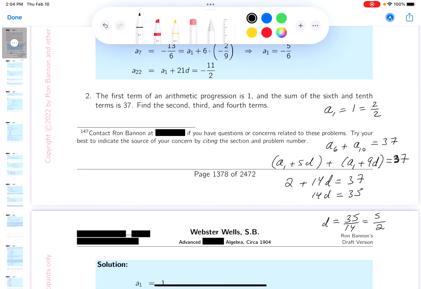I can start writing down the other terms they want. They want the second term, so it's A2. Well, I just take the first term and add 5 halves to it, so it's 7 halves. A3, well, I take A2 and just add 5 halves to it. That would give me 12 halves. A4, and again, they want the second, third, and fourth. And the fourth one would be 17 halves. Now, granted, my suspicion is they're going to reduce the 12 halves to 6. The other ones are fine.